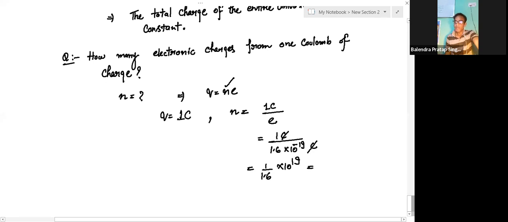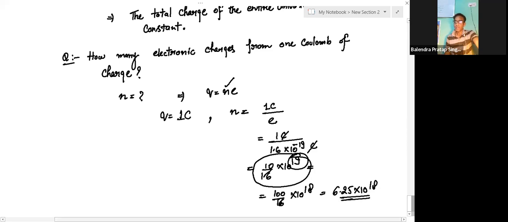And what is the value of 1 divided by 1.6? Tell me. Try to calculate it. What is the exact answer? Okay, I am going to calculate it. It's 10 upon 16. If I take one 0 from here, it's 100 upon 16 into 10 raised to the power 18. If I divide 100 by 16, then it's 6.25 into 10 raised to the power 18. This is your n.